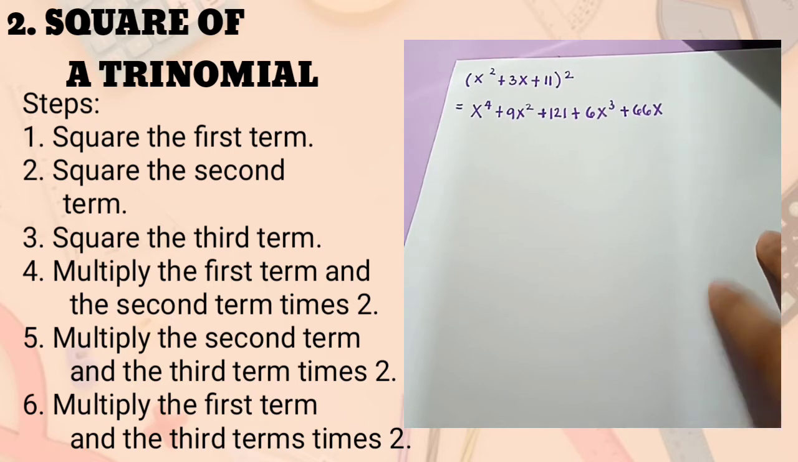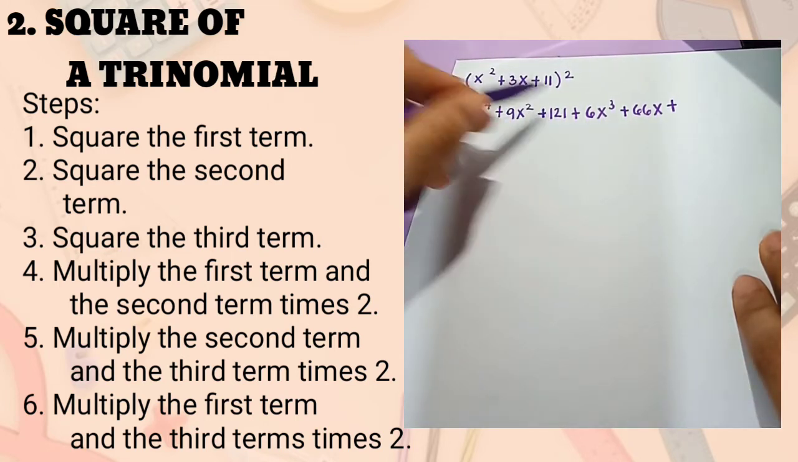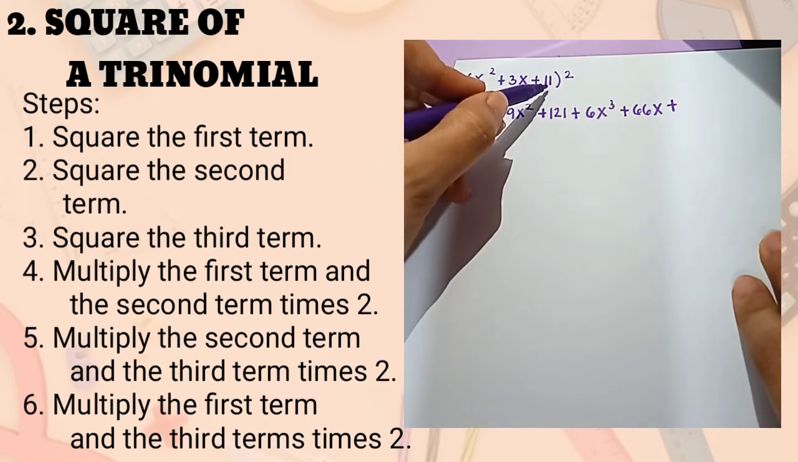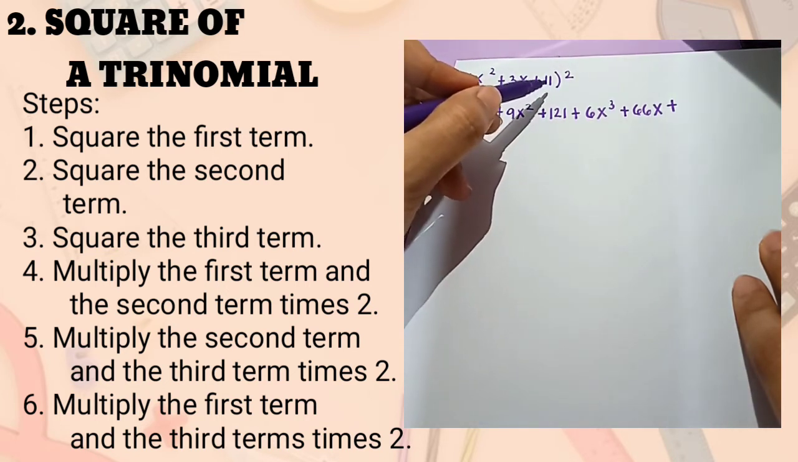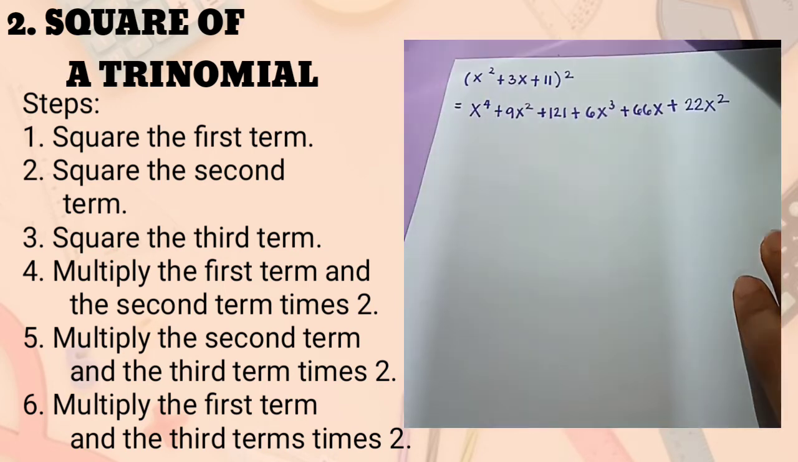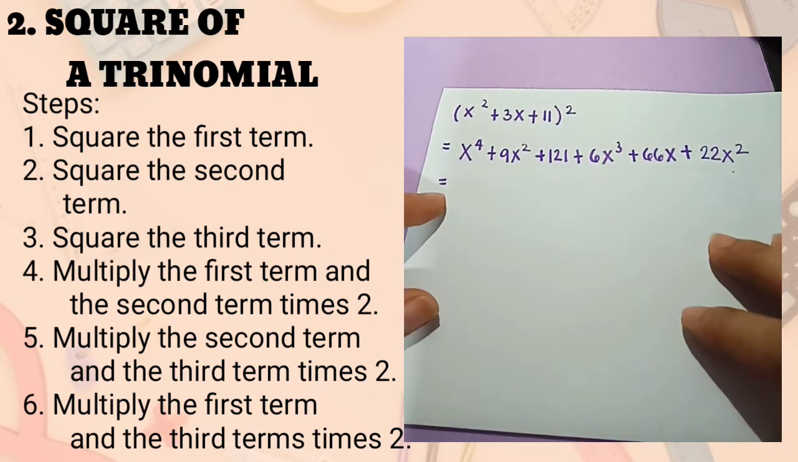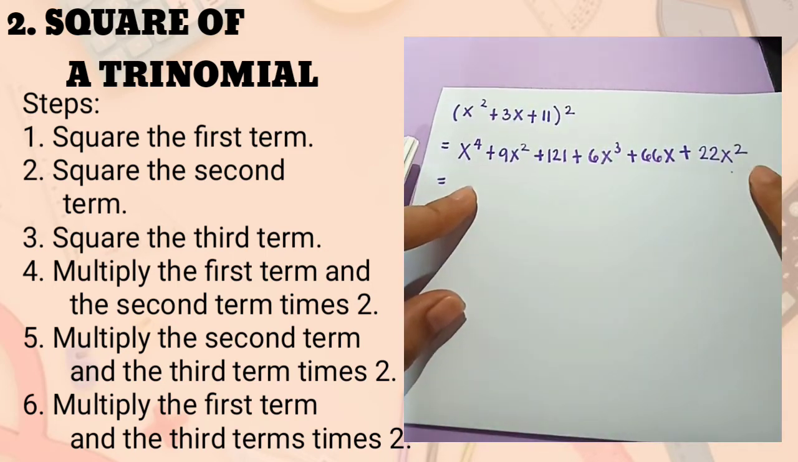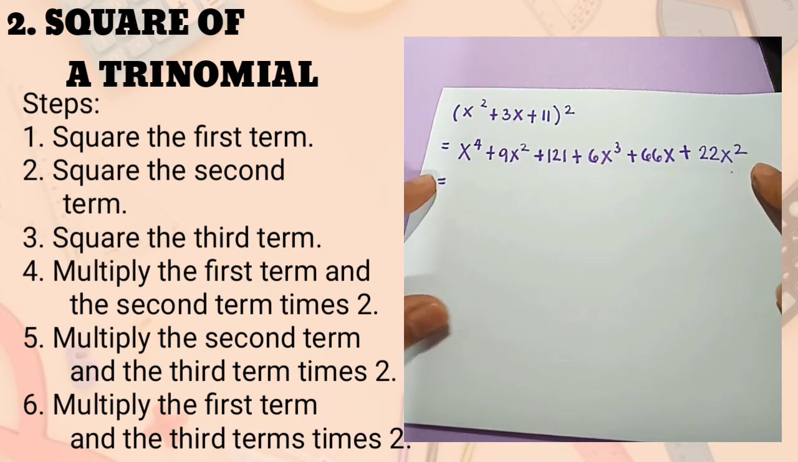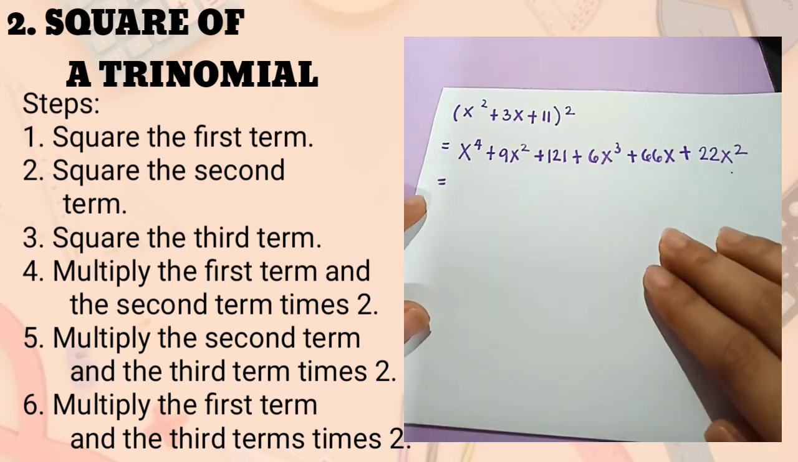Okay? Then, ang last ay i-multiply natin yung first term sa third term. Then, times 2. So, x squared times 11 ay equals to 11x squared, times 2 ay equals to 22x squared. Now, since iisa lang yung variable dun sa ating trinomial, titingnan natin kung may magkakaparehas pa bang term dun sa ating answer bago natin i-arrange yung ating answer. Okay?